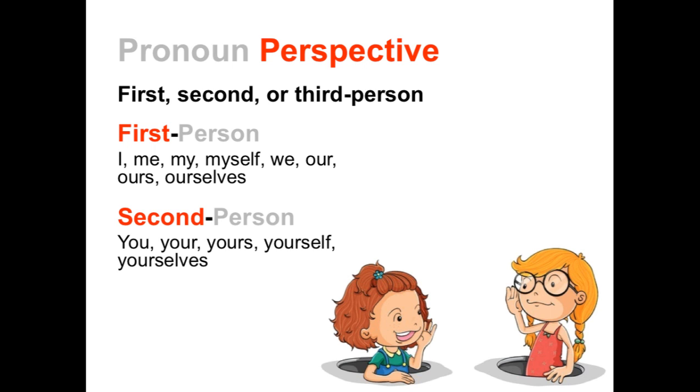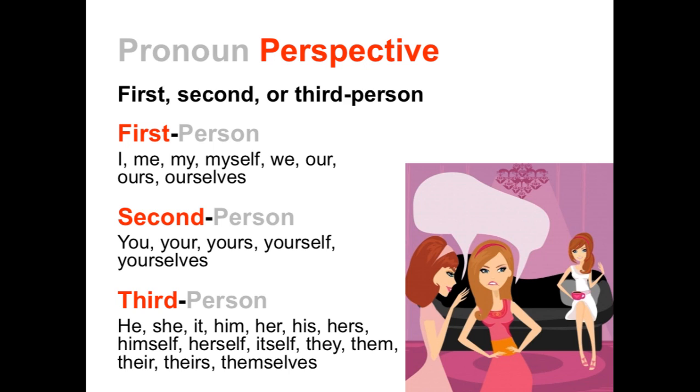There's also third person pronoun. Here are the third person pronouns: he, she, it, him, her, his, hers, himself, herself, itself, they, them, their, theirs, themselves. I remember third person pronoun by thinking of two people, the first person and the second person, talking about a third person. And those two people would be talking about the third person like this.